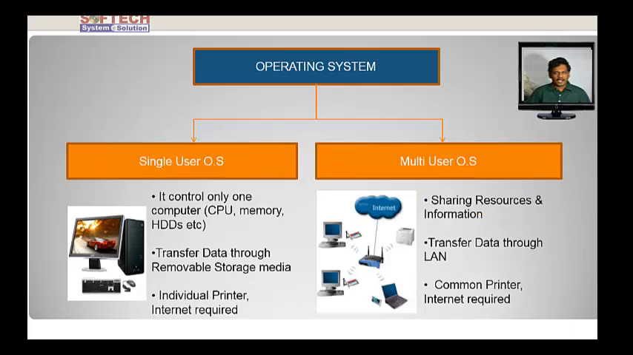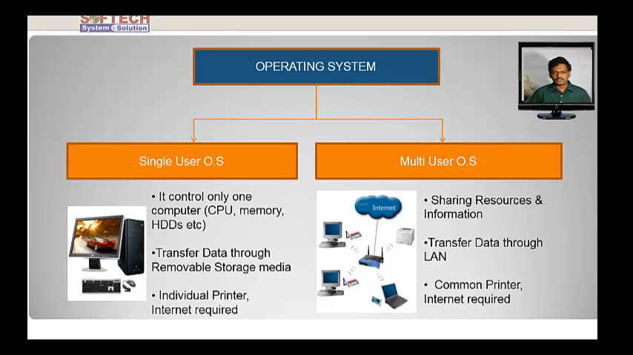Operating systems are also classified into two types: single user operating system and multi-user operating system. In a single user operating system, it operates a single computer. That computer has only one keyboard, mouse, processing unit, hard disk, and memory. So it has only one processor, and at a time only one user can operate the computer. So it is a single user operating system.